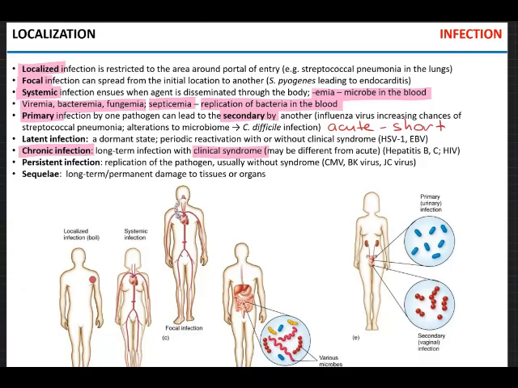Then there's a latent infection. We talked about it in the context of herpes. Remember, dormant state. So I want you to be very clear about that. During the latent infection, in the period of latency, the infectious agent does not replicate. There are no symptoms. It can reactivate from time to time, but other than that, doesn't replicate.